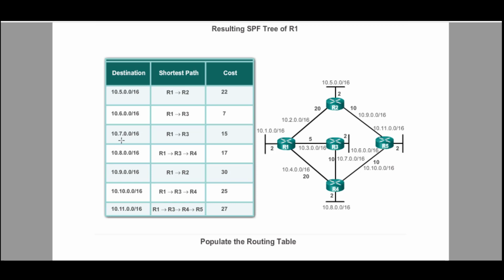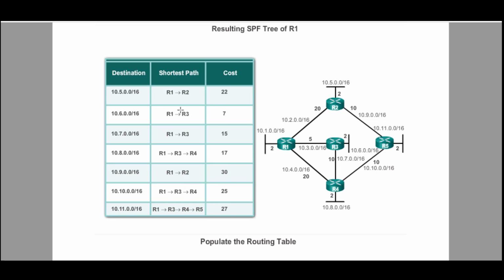Then I want to go to 10.7. Where is 10.7? This is 10.7. If I want to reach 10.7, the shortest path is R1, R3 and the cost is 15. So like this, for each and every destination, they are going to calculate the shortest path, and it will be calculated with the cost.